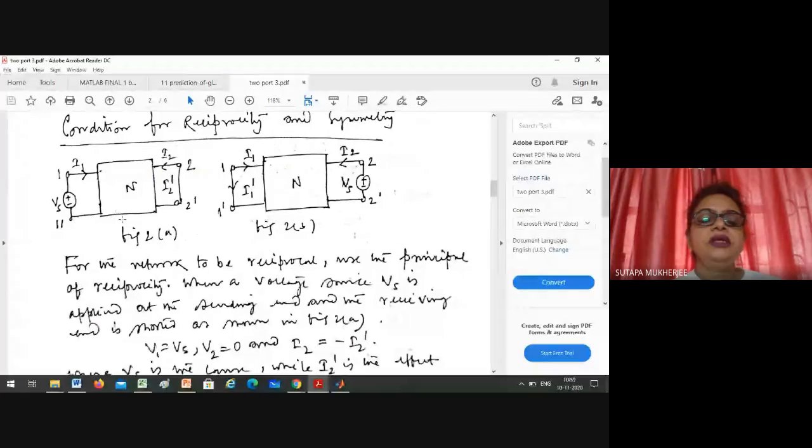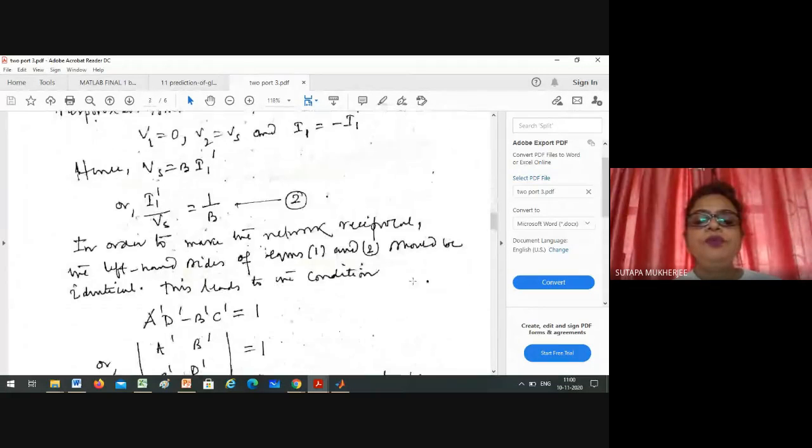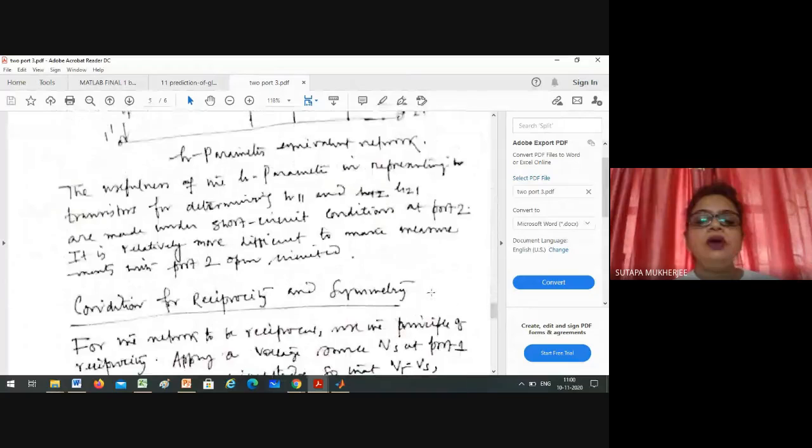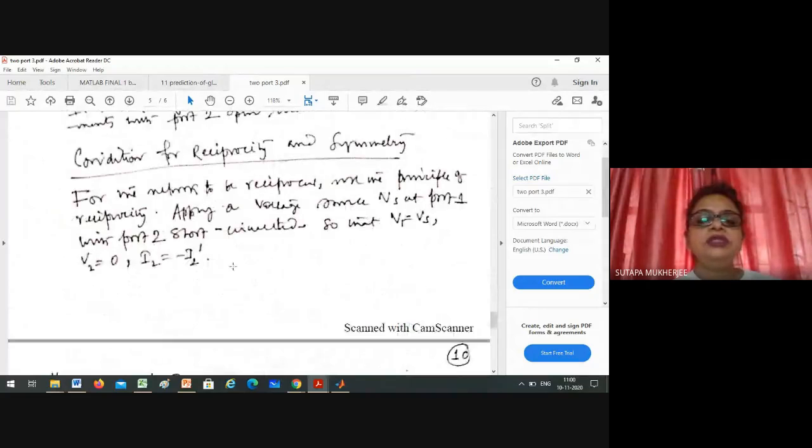This will be here one time and this source will be shifted here, that is, excitation and response will be interchanged. This is once at the sending end, this is shifted once to the receiving end, to prove the condition for reciprocity.